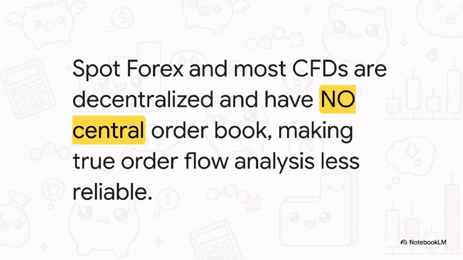And this is a massive one. Seriously, if you trade spot Forex or CFDs, you have got to hear this. These are decentralized markets. That means there's no single central place where all the orders are collected. So that order book that your broker is showing you is most likely just their own clients' orders, or maybe data from a few banks. It is not, and I repeat, not, a complete picture of the entire market.